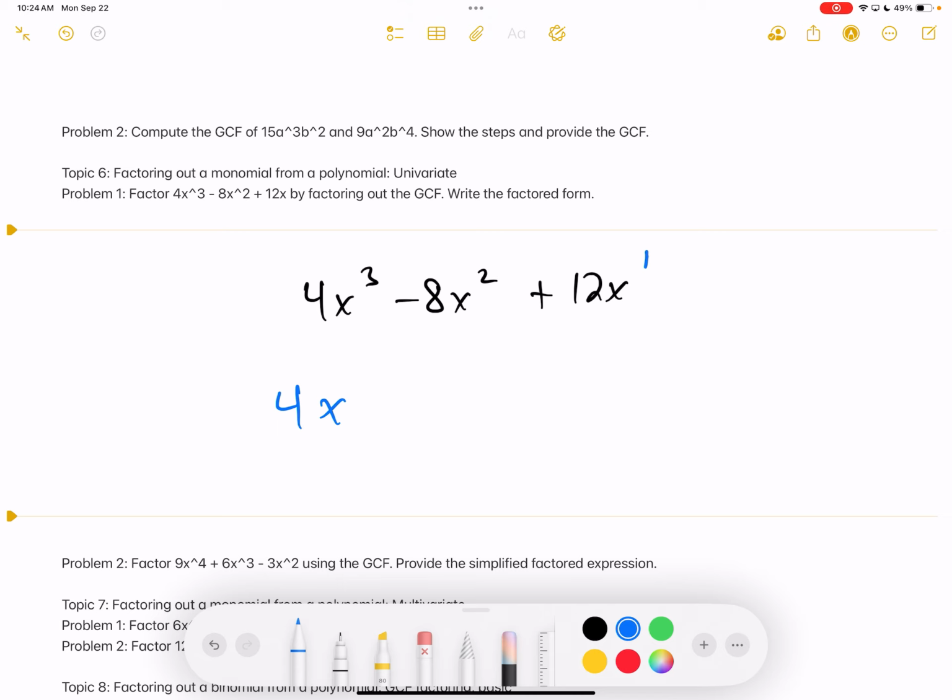But now on this one, I actually have to factor it out. Okay, so 4 divided by 4 would be 1. There's 3 x's, I take away one of them, so that would be x squared. This is the way that I think about it. 4x times x squared would be 4x cubed, so I did it right. Negative 8 divided by 4 would be negative 2. I have 2 x's, I take away one of them, so I have x. 12 divided by 4 would be 3. Take away that 1x, that's all that's left. So again, to check your answer, you can distribute it back through.